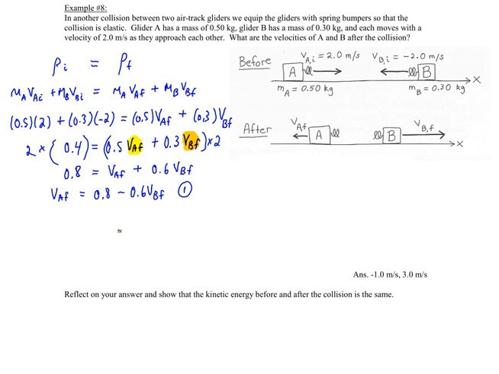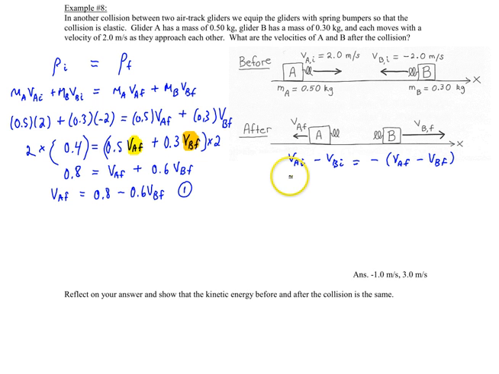So that's VA initially minus VB initially, so that'd be the sort of closing speed as they come towards each other, is equal to the negative of that relative velocity afterwards. That's VA final minus VB final. So let's substitute what we know.